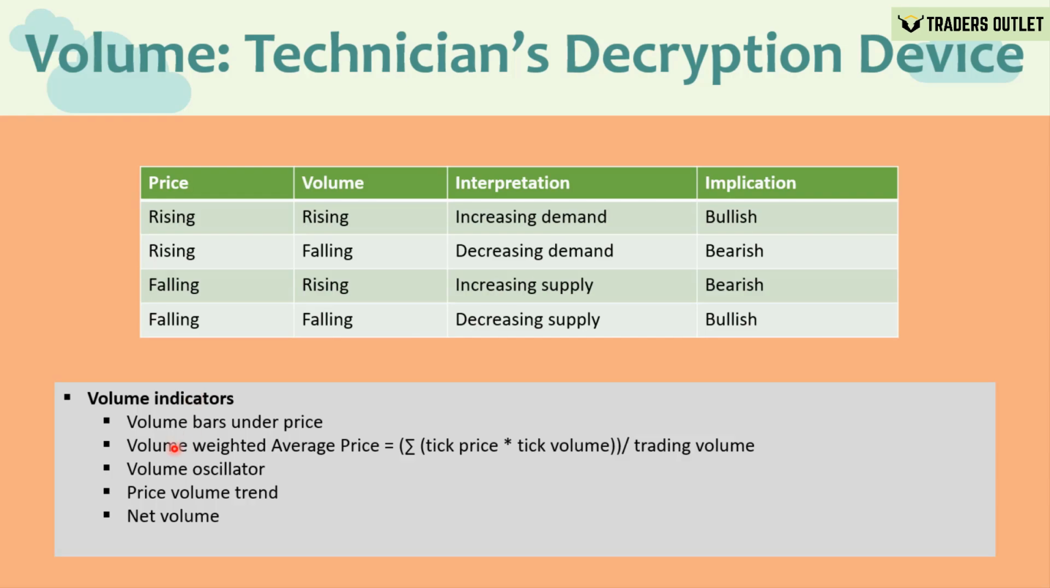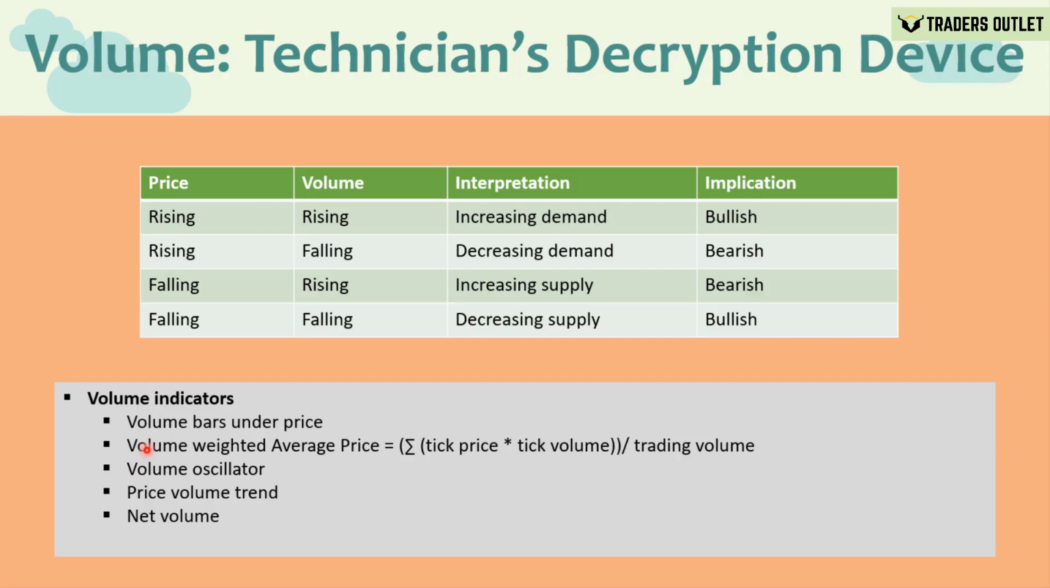First is volume bars under the price directly. So each price movement is associated with how many trades happened, or how many shares were transacted at that particular price. That's one: volume bars under the price.